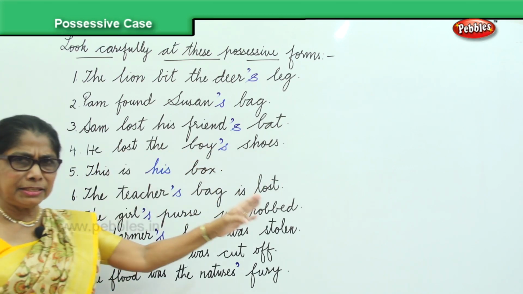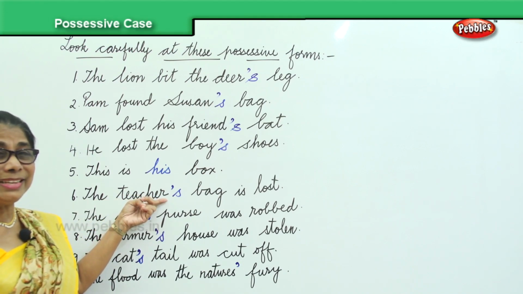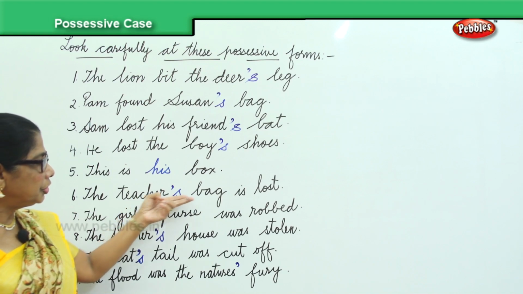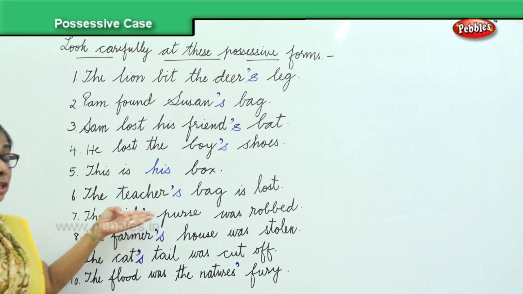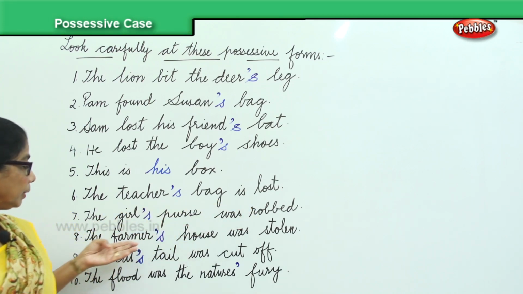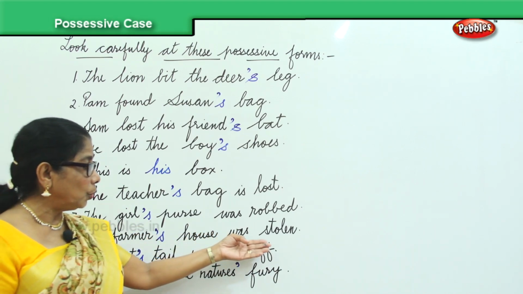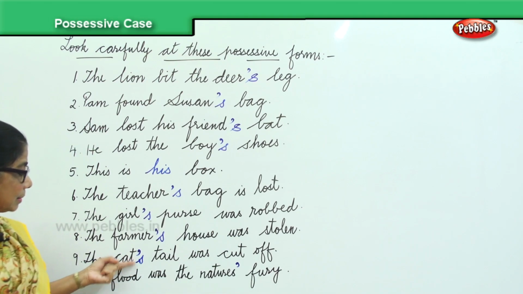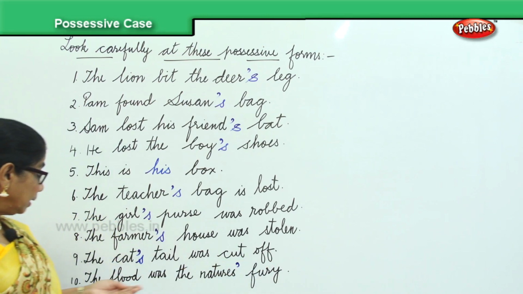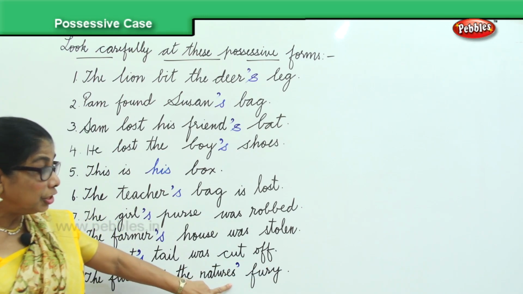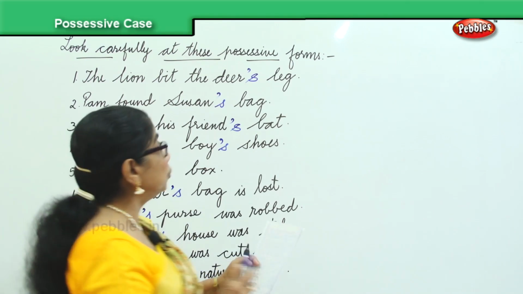Then this is his box. The teacher's bag. Whose bag is lost? The teacher's. Teacher, apostrophe S, teacher's bag is lost. The girl's, apostrophe S, the girl's purse was robbed. The farmer, apostrophe S, the farmer's house was stolen. The cat, apostrophe S, the cat's tail was cut off. The flood was the nature's fury. Okay? Next.